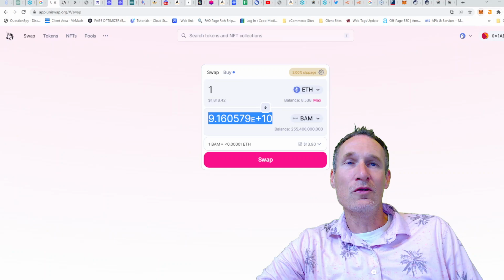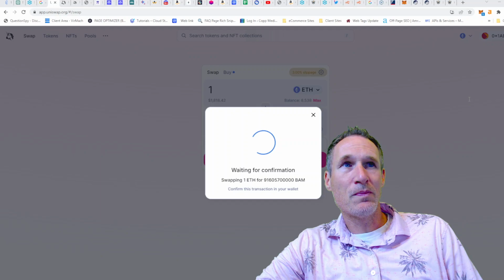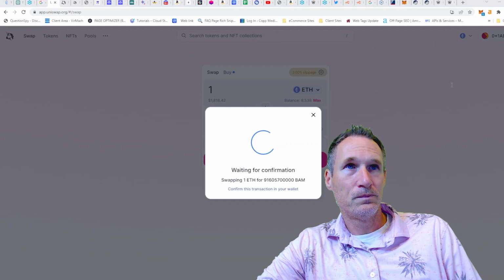So I'm going to click swap. Now I always increase my gas fees. Currently it's 20.61. I'm going to increase it just a little bit because I want to make sure that it goes through. So I'm actually going to take this to 115 and we'll take this to 0.2. You're not going to pay a bunch of extra. It's just you're protecting yourself by trying to make it go through quicker.